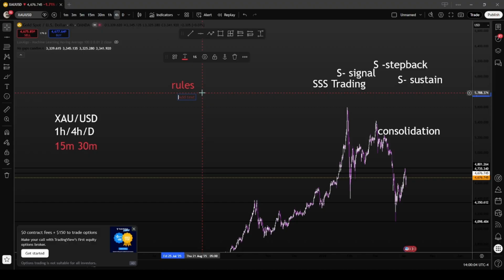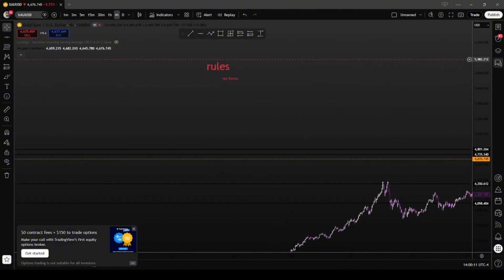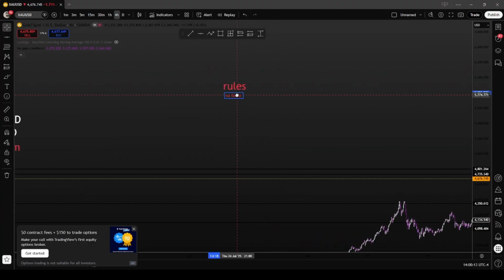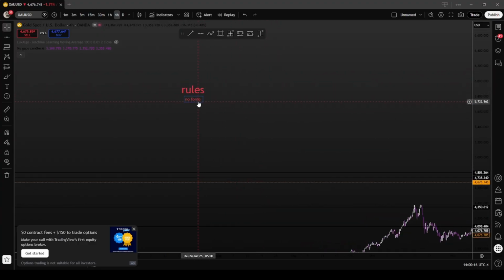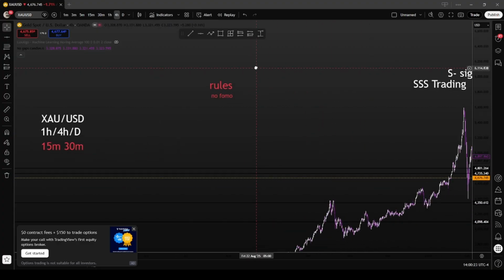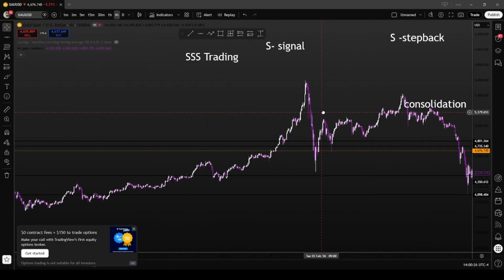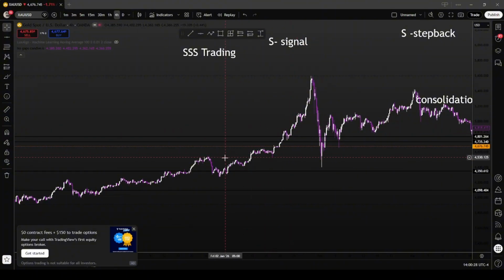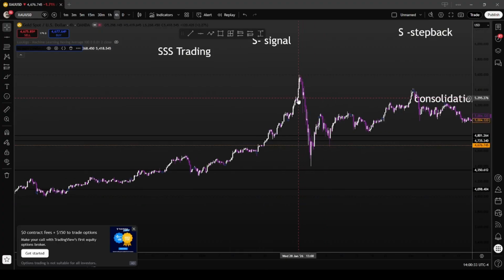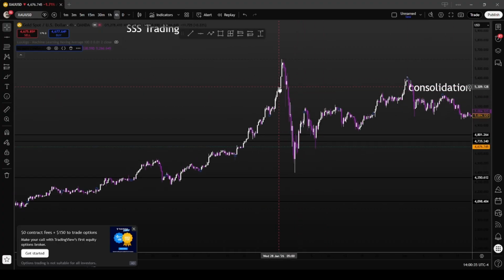First one. We are not FOMO trading at all. We do not FOMO trade, all right? If you missed out on opportunity, you do not FOMO trade. You do not enter because you think that it's going to go in your favor. So let's say price makes this huge bullish trend and you're right here. It is January 28th.